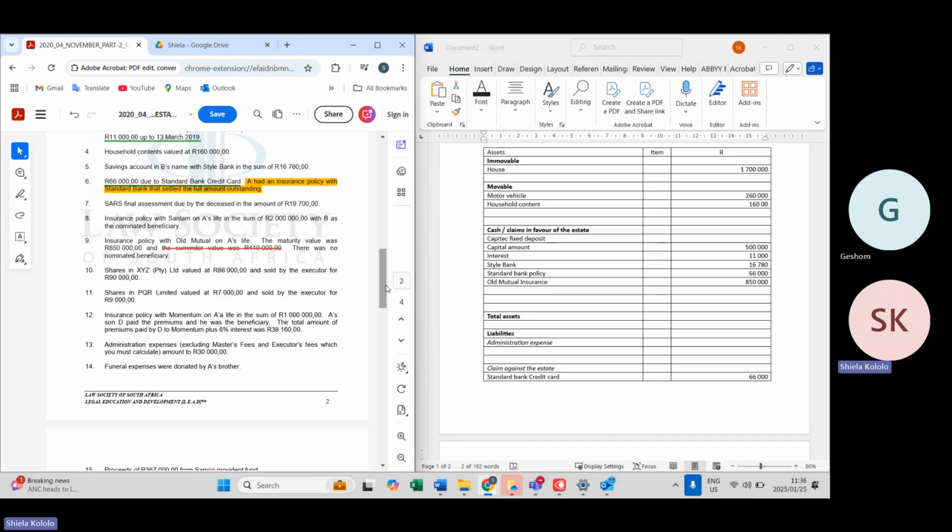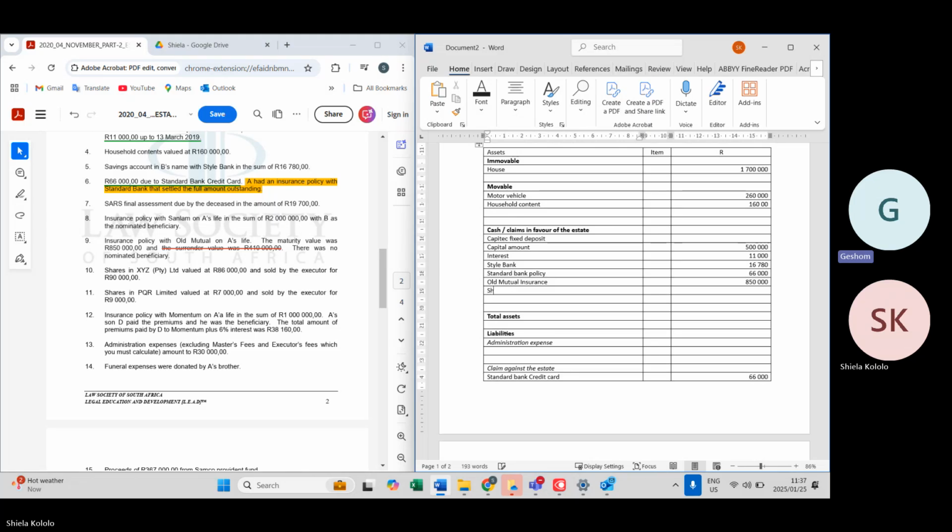Then it says shares in XYZ Pty Ltd valued at 86,000 and sold by the executor for 90,000. So how would you deal with item 10? It's going to be cash in favor of the estate. We're going to record 90,000, and we leave the 86,000.